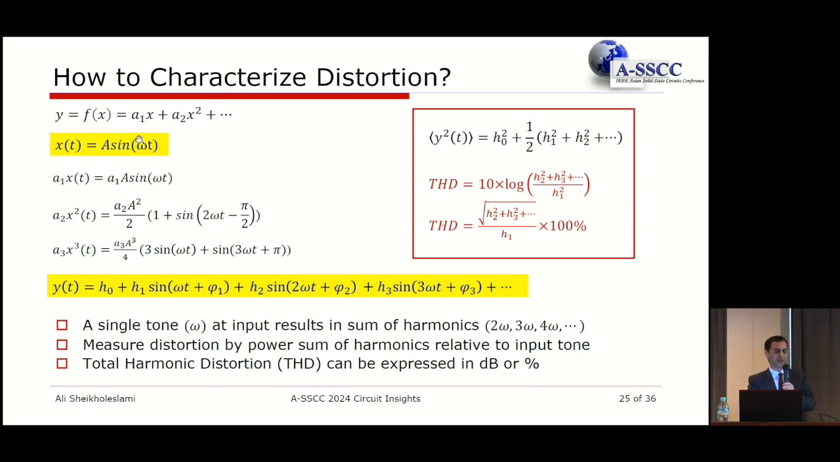Once you apply this sinusoid to this nonlinear function, you end up squaring it, raising it to the power of three, and so on, and you get all these different terms. When you add them up, this is what you get at the output. Remember, the input is a single sinusoid at a fixed frequency, omega. At the output, you have sine of omega t, of course, but then you also have sine of 2 omega t, sine of 3 omega t, sine of 4 omega t, and all sorts of frequencies that show up, all integer multiples of the initial input tone, as we call it. So how do we measure the nonlinearity here?